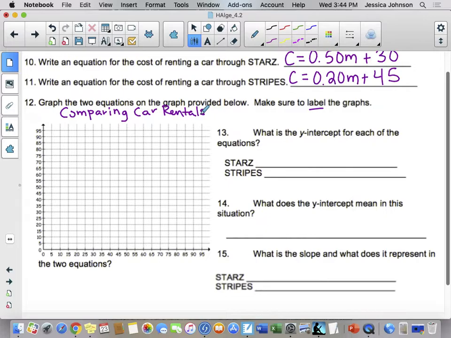My y-axis is my cost, and that's measured in dollars. And my x-axis is talking about the distance in miles. So in parentheses, I put my labels of what each of my axes are representing. So when we graph this equation, STARS equation would be a y-intercept of 30, so that'd be my first point. And then my slope is 0.5. So basically what I did is I just substituted a nice value in that would work.